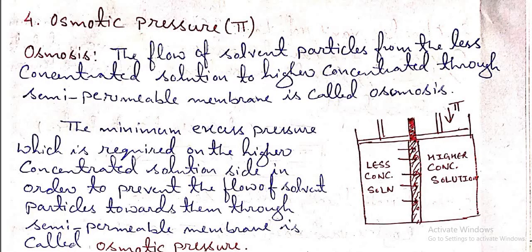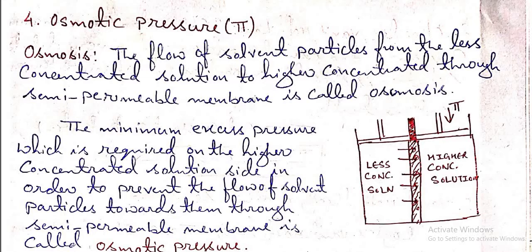Hello class. In our last week we have seen the colligative properties. The last colligative property that we have seen was depression in freezing point, and we have seen the numericals as well. After that I have given you the solutions of numericals based on elevation in boiling point and depression in freezing point, and I hope that you all have gone through it and made corrections.